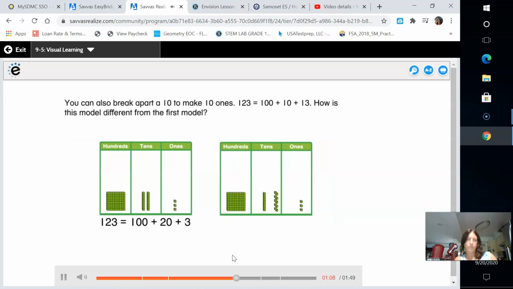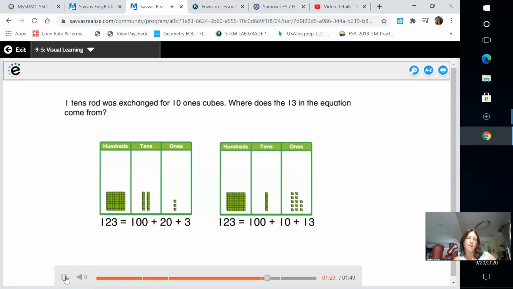You can also break apart a 10 to make 10 ones. 123 equals 100 plus 10 plus 13. How is this model different from the first model? Well, in the first model, they took this 10 right here and turned it into a 10 block. In the second model, they made it ones. It's still the same 10. It's just moved. 1 tens rod was exchanged for 10 ones cubes.